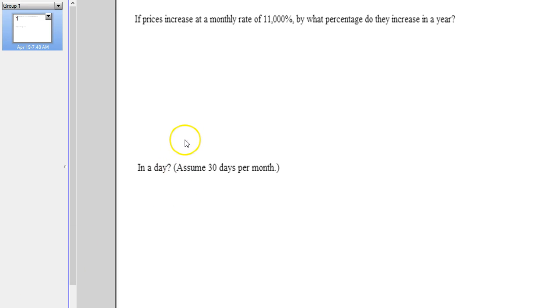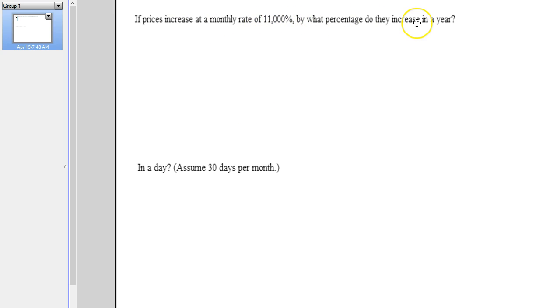This is a homework question from the Chapter 9 review, question number 21. What we're being asked to do here is calculate an annual percentage increase from a monthly percentage increase. Now, the thing that's throwing everybody on this question is that the percent is so large.